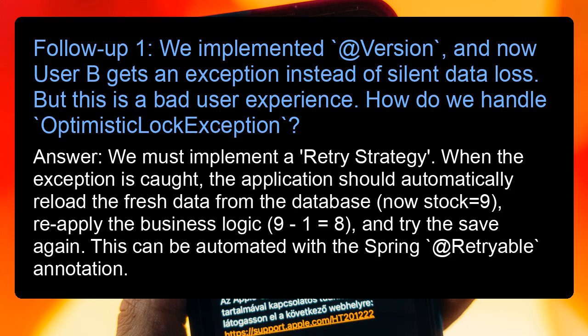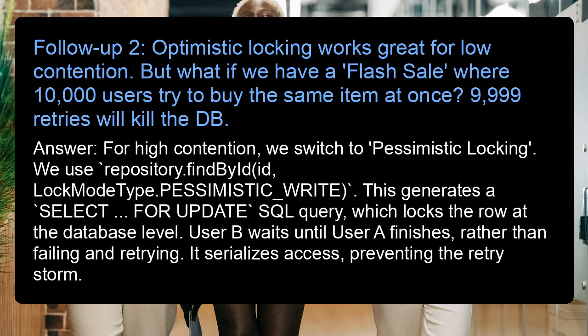When the exception is caught, the application should automatically reload the fresh data from the database. Now stock equals 9. Reapply the business logic, 9 minus 1 equals 8, and try the save again. This can be automated with the Spring @Retryable annotation. Follow-up 2, optimistic locking works great for low contention. But what if we have a flash sale where 10,000 users try to buy the same item at once?